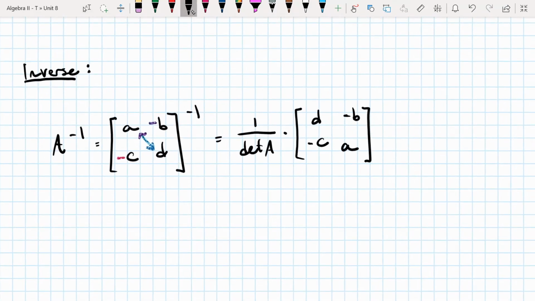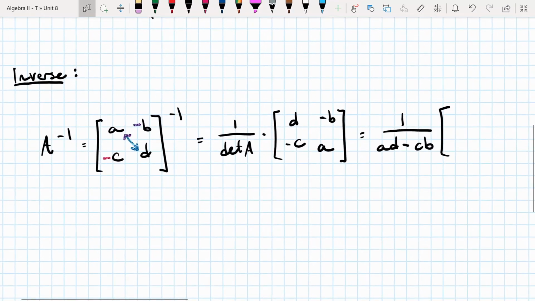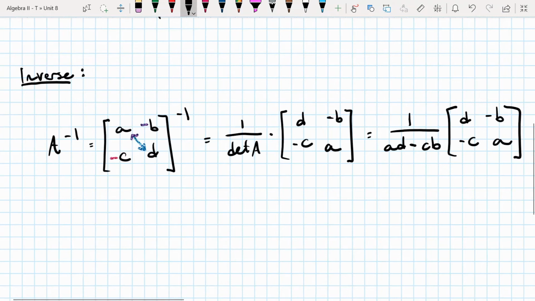Well, we know the determinant of the original A matrix is A times D minus B times C. I'll switch the order here, but it doesn't matter, C times B. And then we multiply this by D, negative B, negative C, and A. Okay, and that's it for a 2 by 2 matrix.